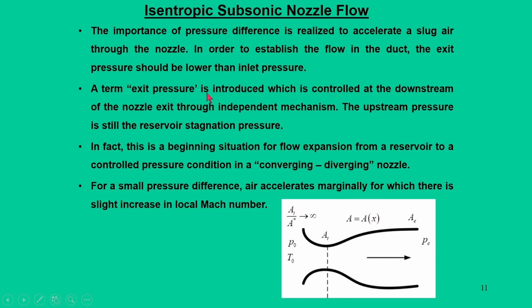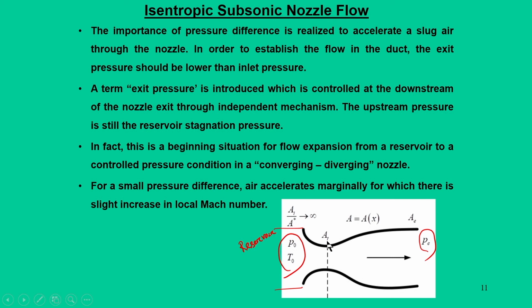So, what we can say is that instead of putting one particular exit pressure, there is some pressure we are maintaining, we call it PE, and this P naught and T naught we can still say are the reservoir condition. So, basically this convergent divergent passage is connected to a reservoir which has a very large value of inlet to throat ratio, or A by A star. Here we will not say that it is A star, we will say it is a throat.